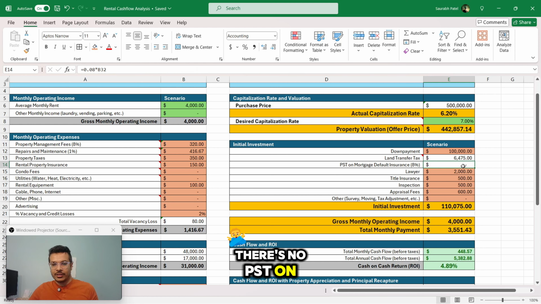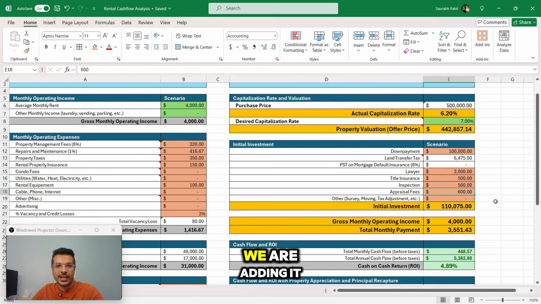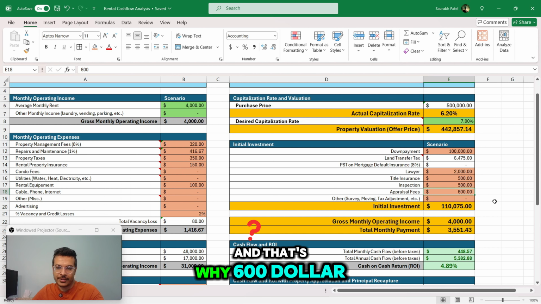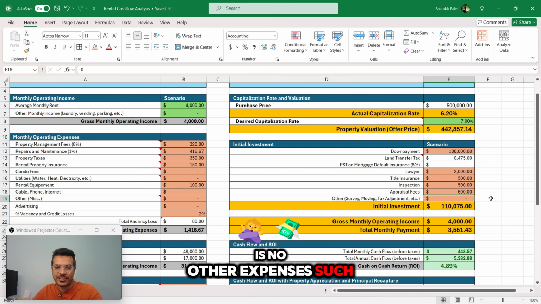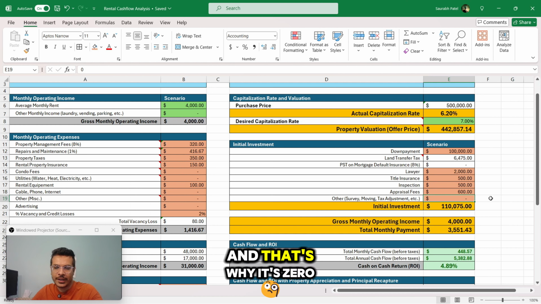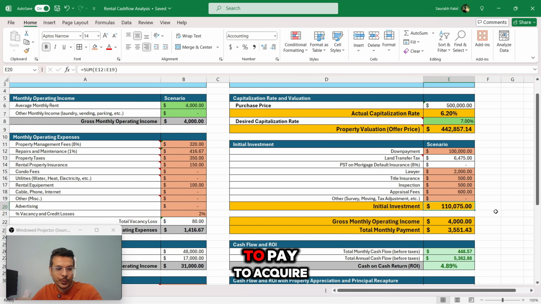There's no PST on the mortgage default insurance because there's no mortgage default insurance, so that's zero. Legal fee, on the lowest end, we are considering $2,000. Title insurance $500, inspection $500, and we are adding an appraisal fee because we are considering that the bank has ordered us to pay the appraisal fee, and that's why $600. And we are considering there are no other expenses such as survey, moving, or tax adjustment, and that's why it's zero. So it comes to our initial investment of $110,075. That's what we have to pay to acquire this property.